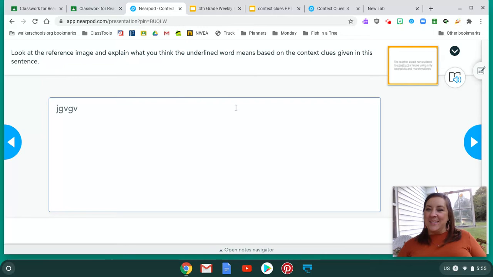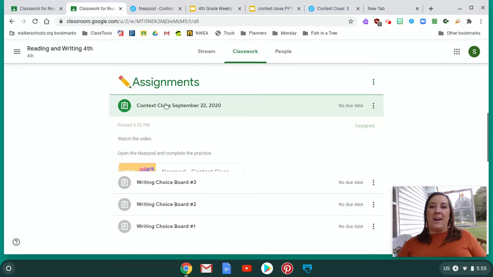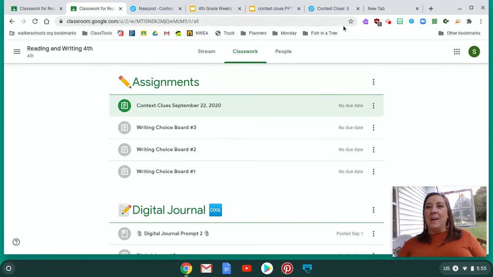So you'll complete this Nearpod today inside your classwork that you have for assignments. It's on context clues. So let's see what you learned about context clues from today's lesson. See you at 1 o'clock.